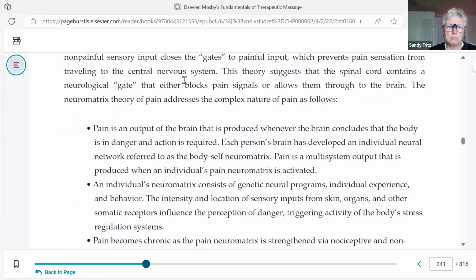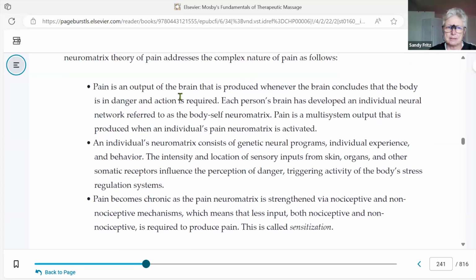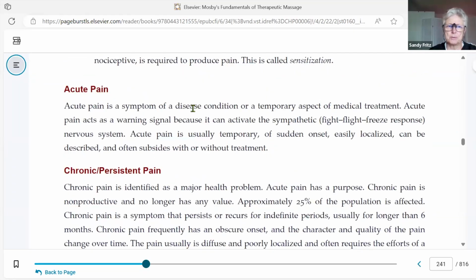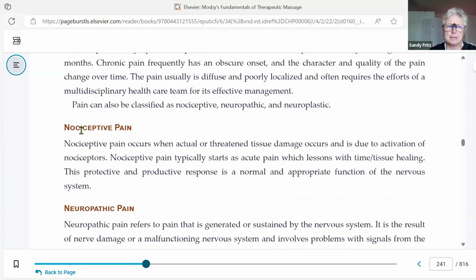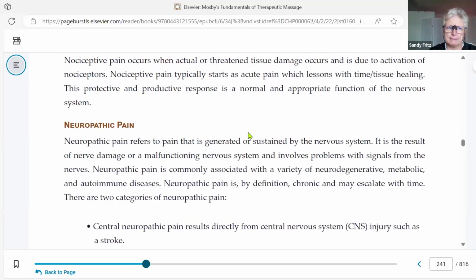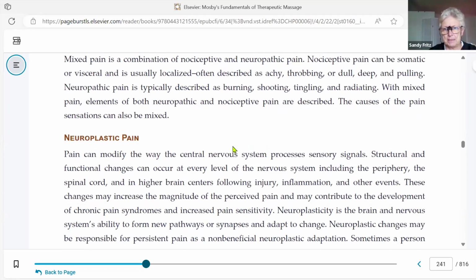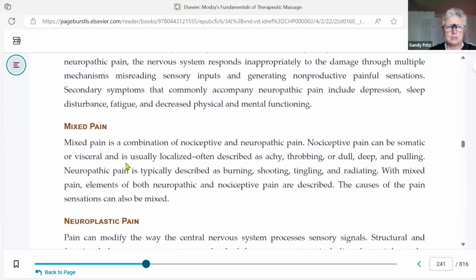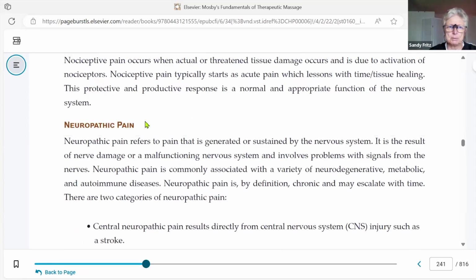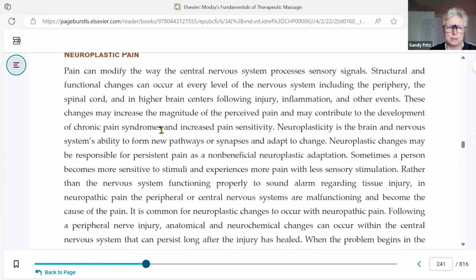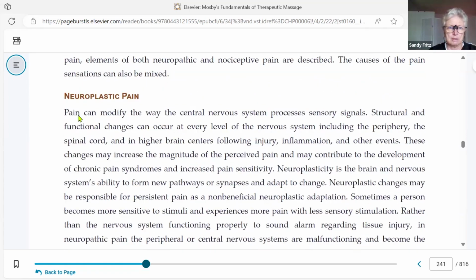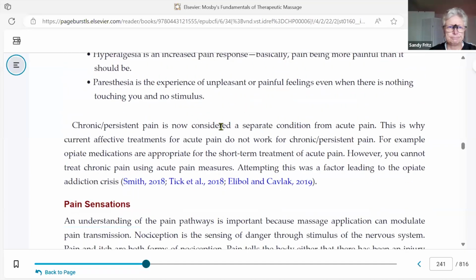So you're going to want to have an idea of what happens when a person is aware of a pain signal. And what is the difference between acute pain, chronic persistent pain, nociceptive pain, neuropathic pain, and then there is also mixed pain and neuroplastic pain. And each of these has unique features to it, but they all have the ability to habituate. And this neuroplastic pain here kind of is where that lives a little bit.